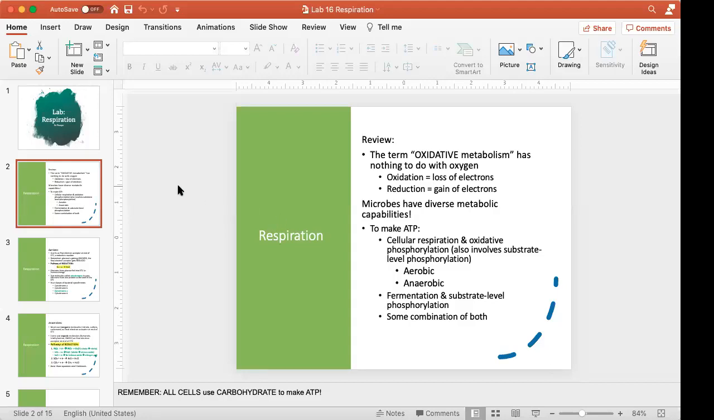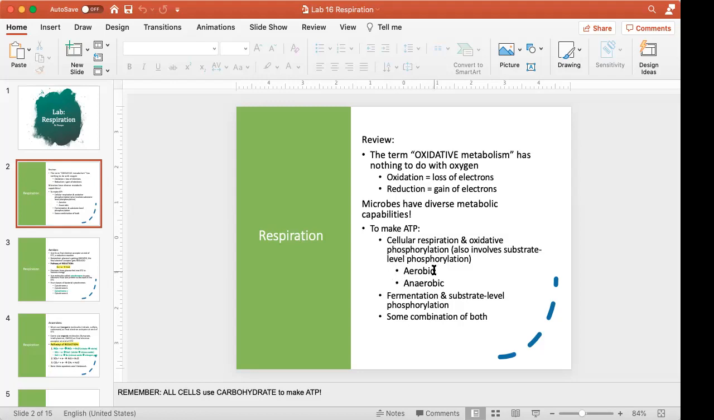We know that microbes can make ATP in this way using oxidative metabolism. But what's especially interesting about them is that they can do this oxidative metabolism in two different ways: aerobic and anaerobic. Some microbes do cellular respiration and oxidative phosphorylation the same way we do. In other words, they use oxygen as the final electron acceptor at the very end of the electron transport chain.